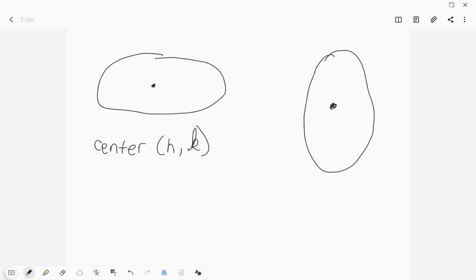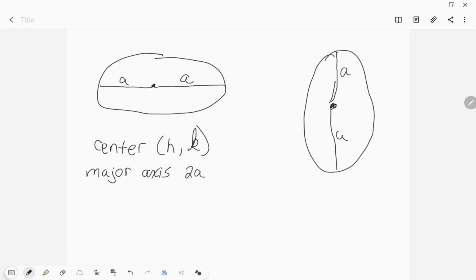Now, the long way across, from the center to the edge, is called A. And so all the way across would be two A's. This axis is called the major axis, and the length would be 2A long. Even if it goes this way vertically, this would be A and this would be A. It's just going vertically instead of horizontally.